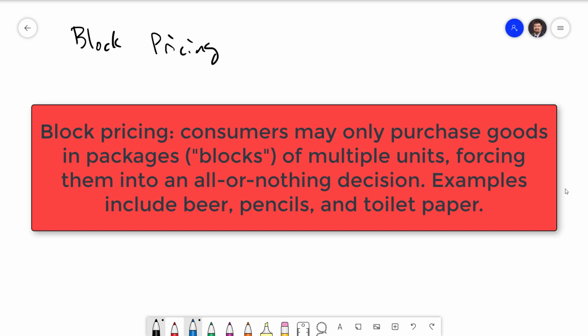In block pricing, multiple units of identical products are packaged together. Consumers are not allowed to buy individual units, which forces consumers to make an all-or-nothing decision to purchase. An example of this would be 6 packs of beer. You generally can't buy a single bottle. Pencils, which come in a large package, and toilet paper, which also generally is not sold by the single roll.